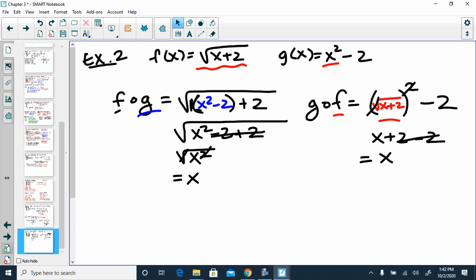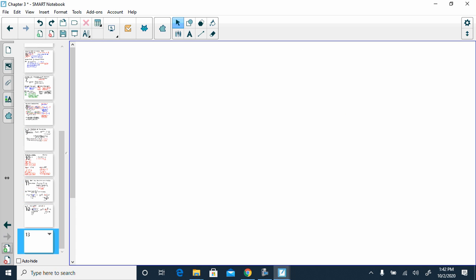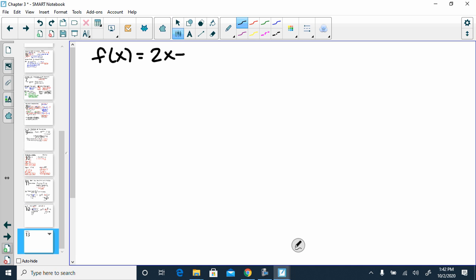As far as graphing, I wanted to look at something here so you could actually see this. I want you to graph f of x equals 2x minus 4. All right, and we're going to make a nice neat graph.